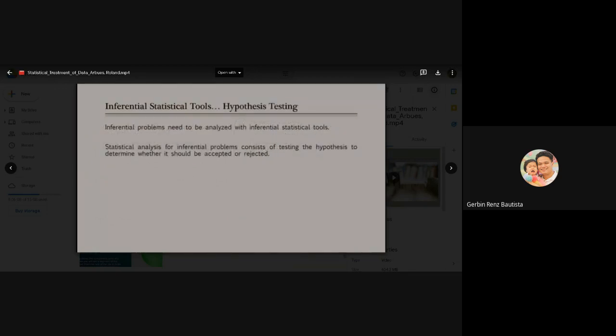In Chapter 2 of the research, the statements of the problem may be descriptive or inferential problems. Inferential problems need to be analyzed with inferential statistical tools. Statistical analysis for inferential problems consists of testing hypotheses. A hypothesis is subject to statistical testing to determine whether it should be accepted or rejected.